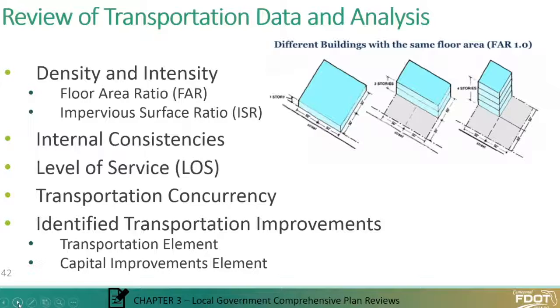There's several moving pieces within the transportation data analysis to look at when you're dealing with the future land use map amendment. And in terms of transportation improvements, you have to look at the transportation element and capital improvements element, because those will list certain roadway projects that could or could not deal with the impacts that you're seeing within the comprehensive plan amendment.